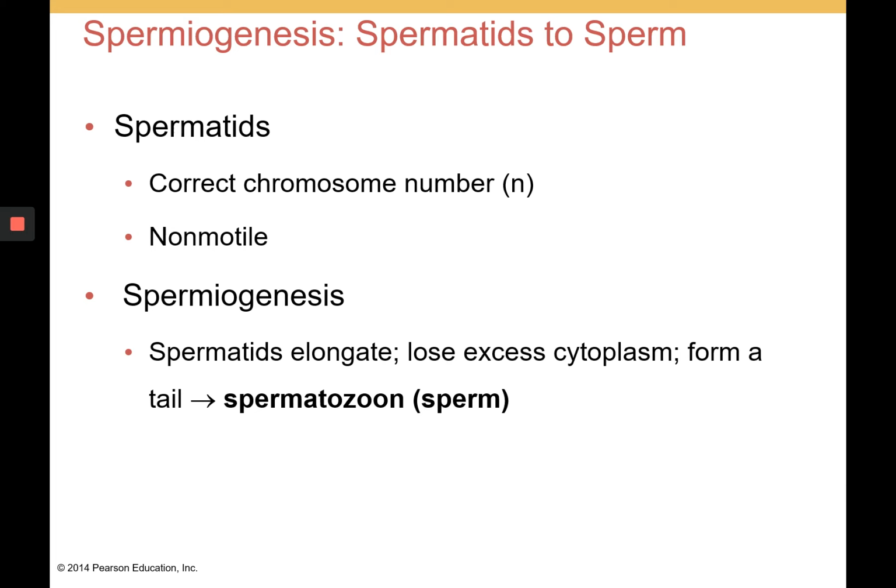Through the process of spermiogenesis that occurs during late spermatogenesis, spermatids elongate, lose their excess cytoplasm, and form a flagellum, or a tail. That's when they become a true spermatozoon, or sperm cell.